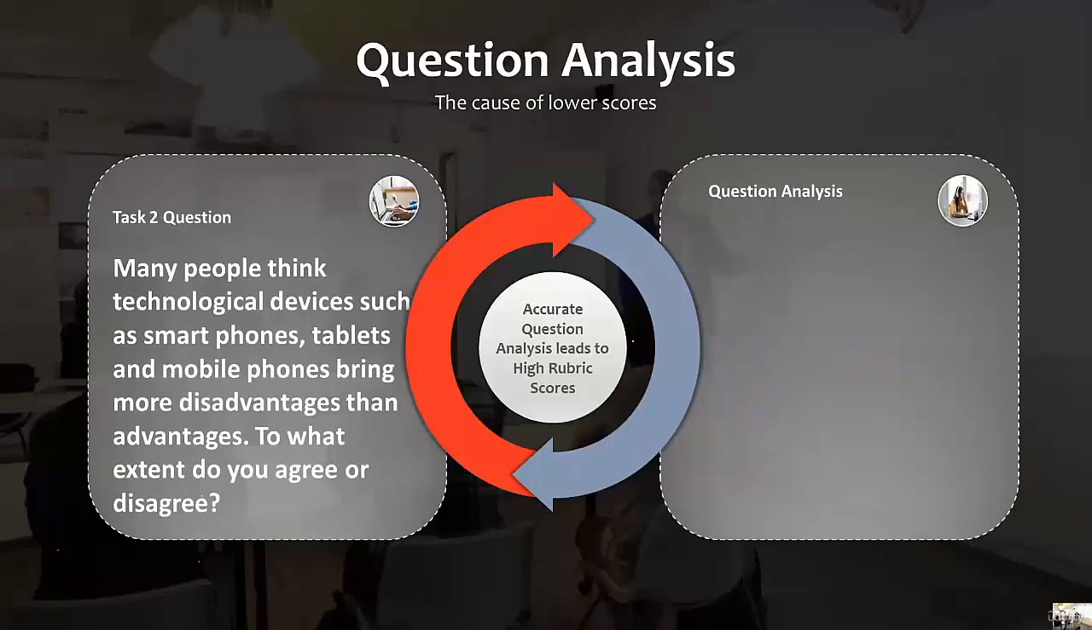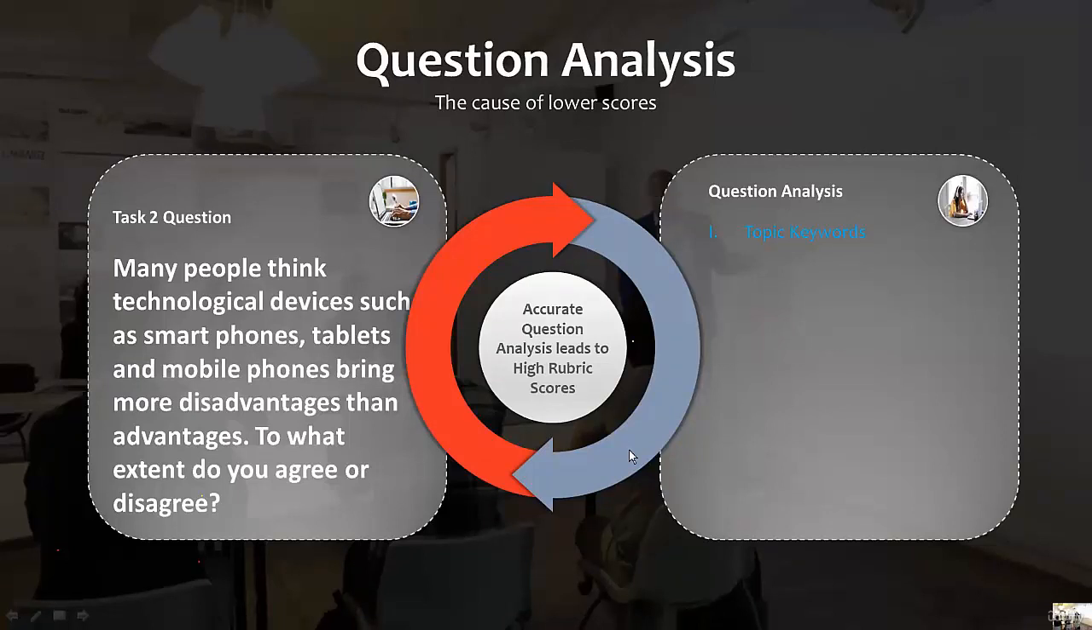All right, here we are again. Many people think technological devices such as smartphones, tablets, and mobile phones bring more disadvantages than advantages. To what extent do you agree or disagree? Right, to what extent do you agree or disagree? What is the overall topic? Very good. Technological devices. Technological devices, right? Good, we got it. All right.